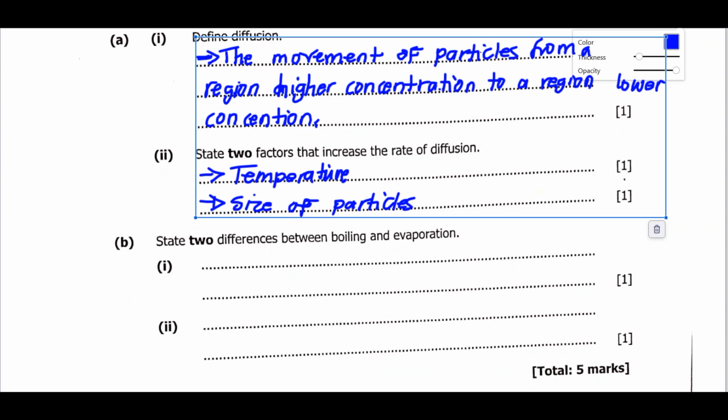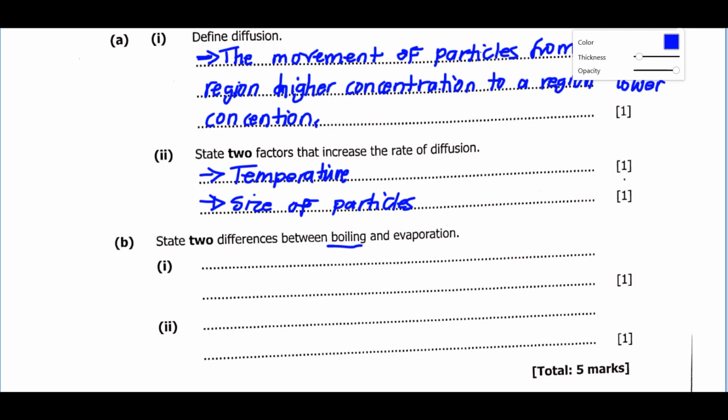Question B, state two differences between boiling and evaporation. So the first one is boiling is a fast process, while evaporation is a slower process.